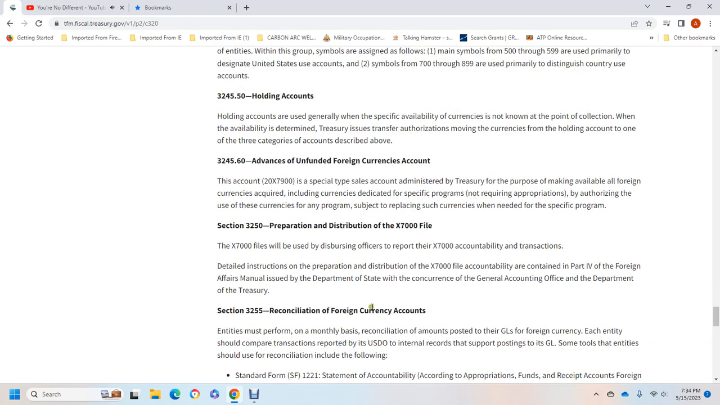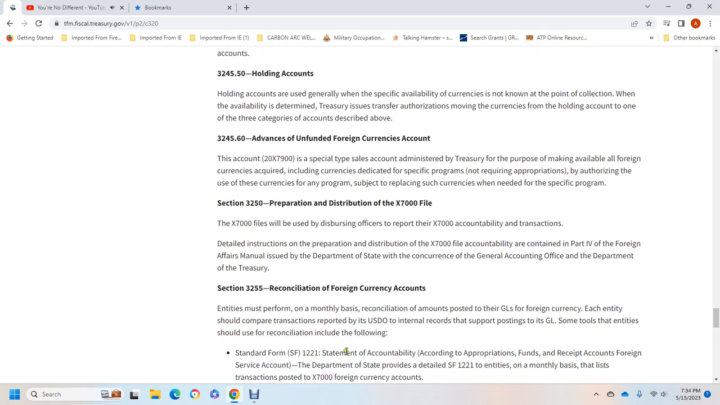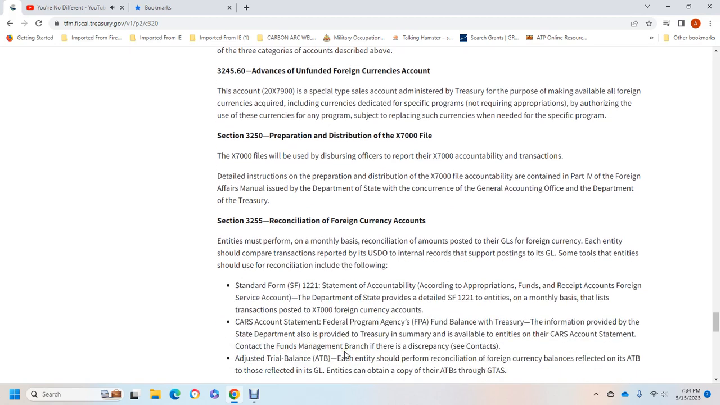3255 Reconciliation of the foreign currency account. The entity must perform on a monthly basis reconciliation of the amounts of the general ledger foreign currency account. Each entity should compare with the transaction report with the U.S. dollar international record of the supporting posting general ledger. Summary totals of the entity should give the reconciliation including the following: standard form S1221 Statement of Accountability.